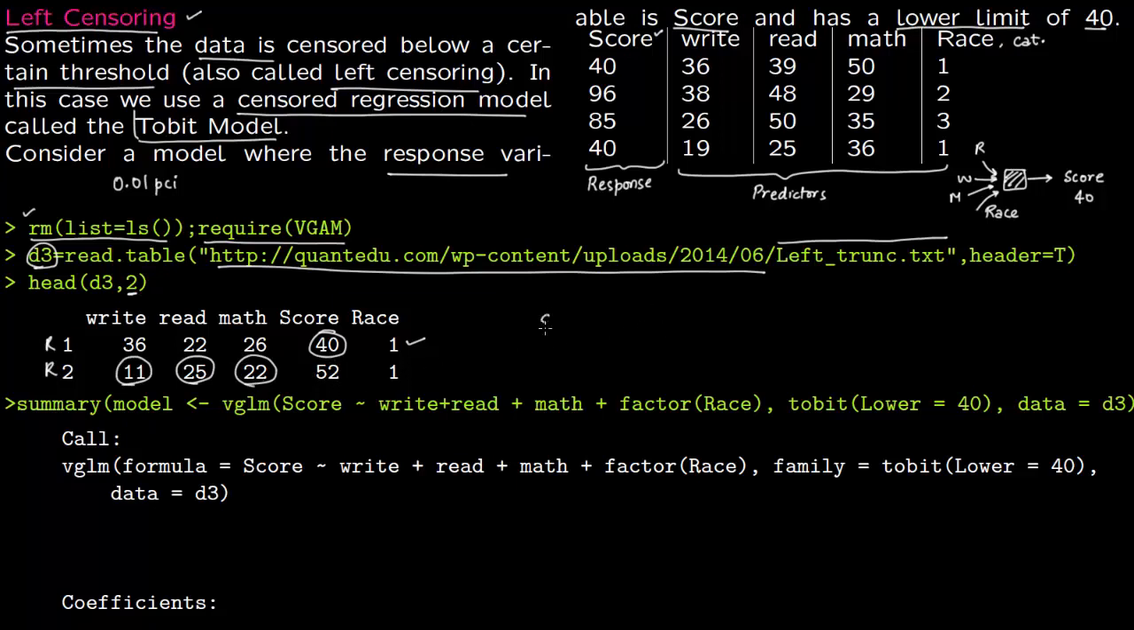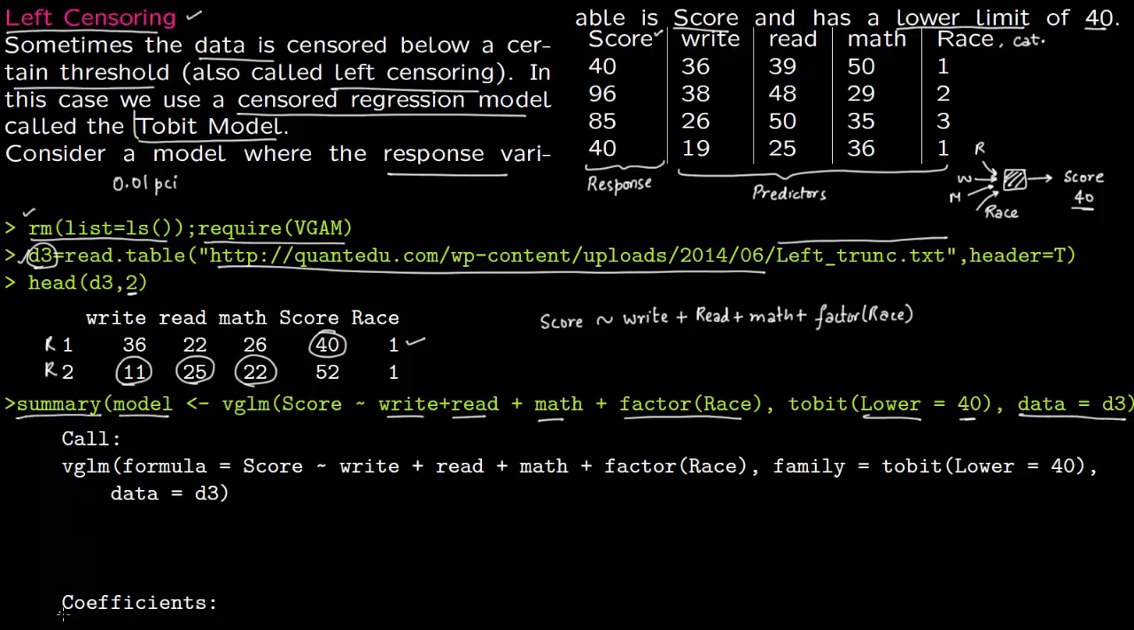Again, your score is the response, and the input into the model is write, read, math, and factor race, because race is a categorical variable. Now again, we use the Tobit model here. The lower value is 40, and your data is D3. This is the data which you are reading in, and then you take the summary of the model.